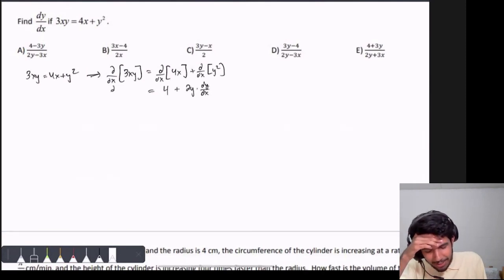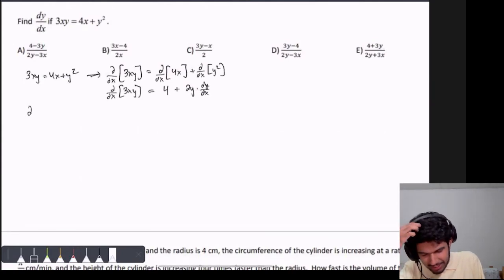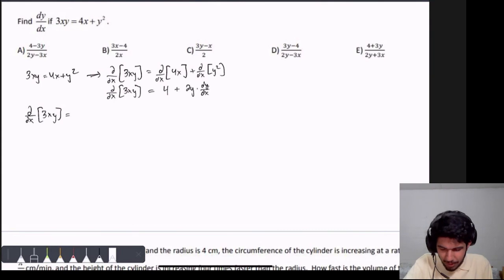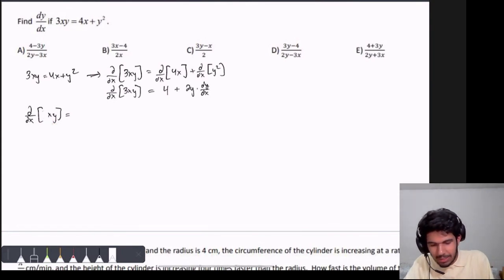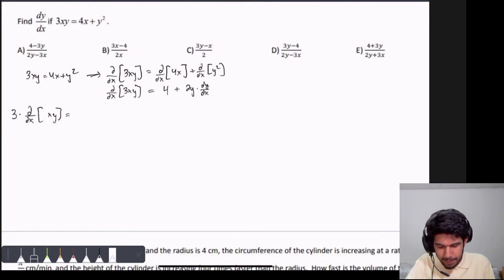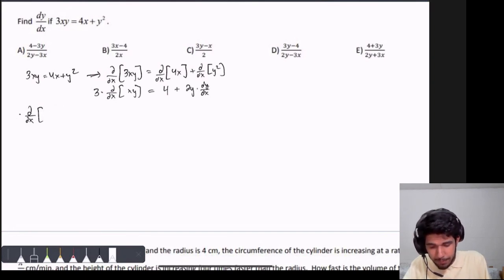But now we need to figure out what is the derivative of 3xy. Well, that seems like a job for the product rule. So that's what we'll do. The first term, I'll let that be 3x, and the second term can be just y. Or rather, to make it simpler, let's bring the 3 outside, right? I'll just do that here as well. 3 times that.